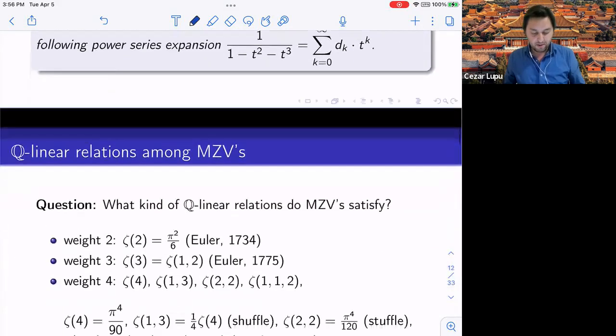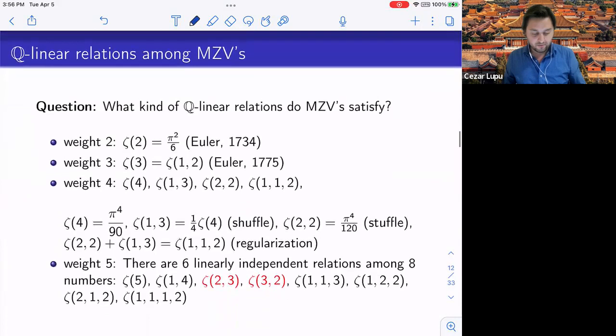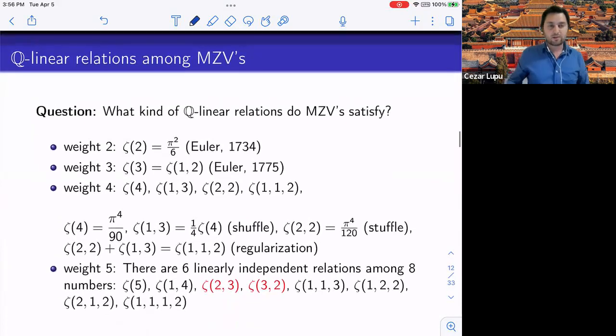So, in other words, we would like to see what kind of Q-linear relations these multiple zeta values satisfy. Let's see in small weight what's happening. In weight 2, as you can see, we have only one, a single zeta value, zeta of 2, which we know is a rational multiple of pi squared. Then in weight 3, as we have previously seen, we have 2 of them, zeta of 3 and zeta of 1, 2. Again, these 2 are equal.